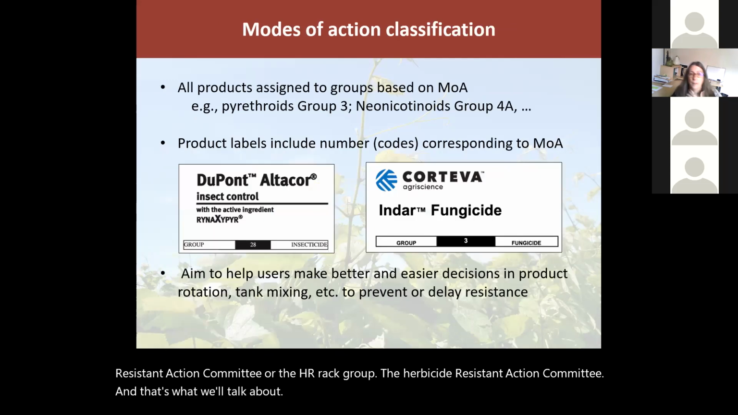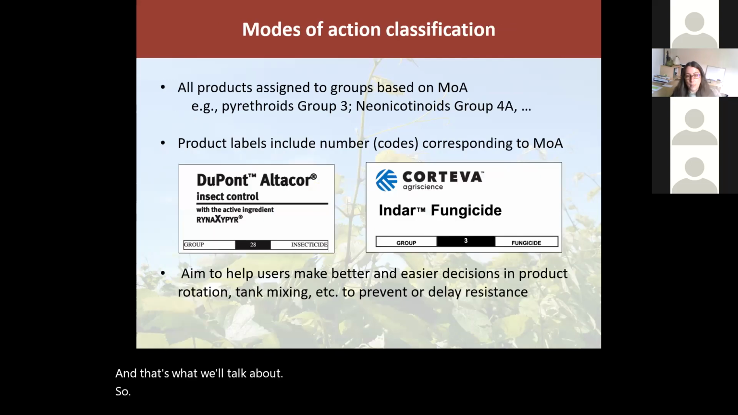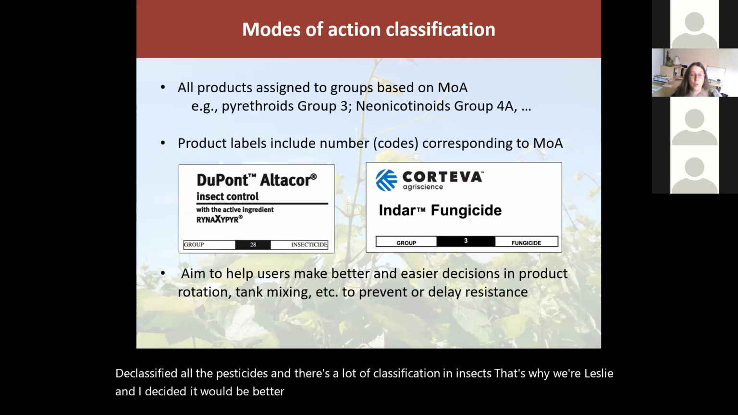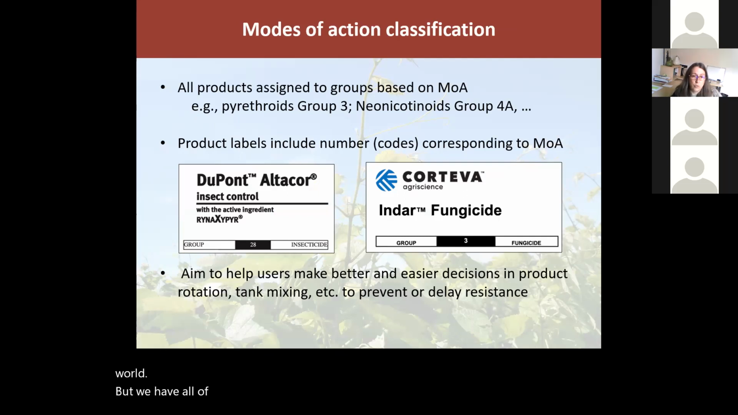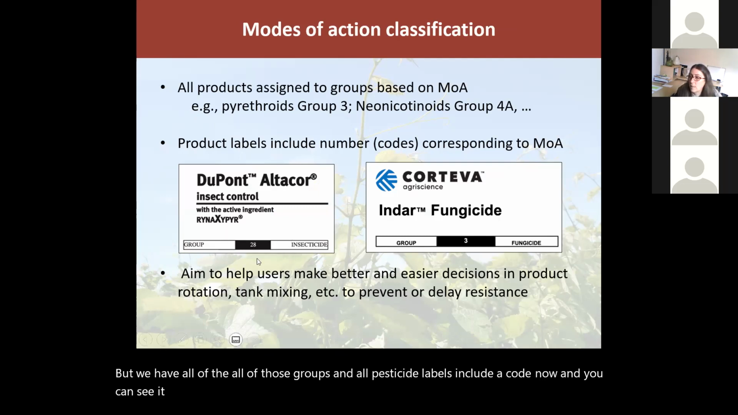So they classified all the pesticides, and there's a lot of classification in insects. That's why Leslie and I decided it would be better to give you the example of what happens in the fungicide world. But we have all of those groups, and all pesticide labels include a code now. You can see it here on this Altacore, or here on this Indar. There's a group for those insecticides and a group for the fungicide.